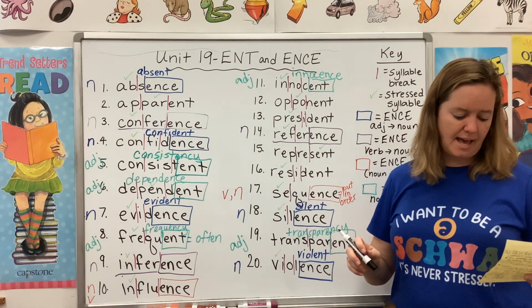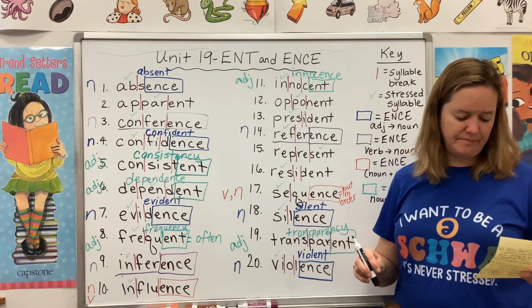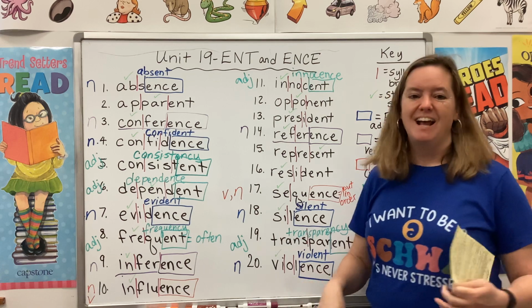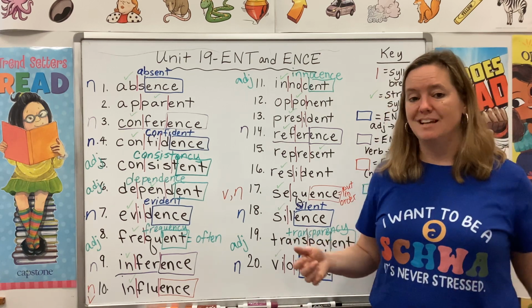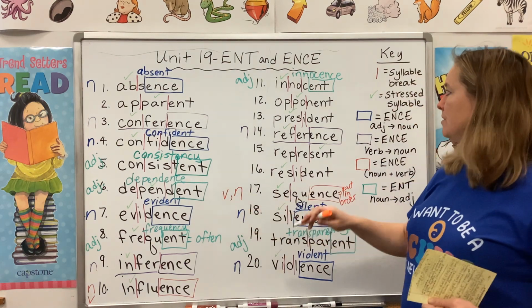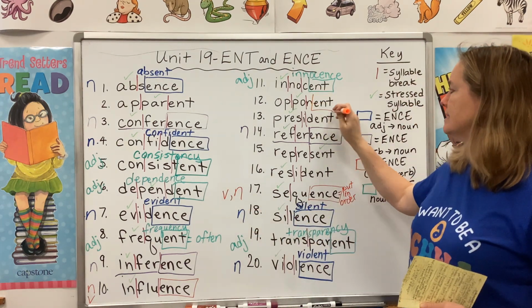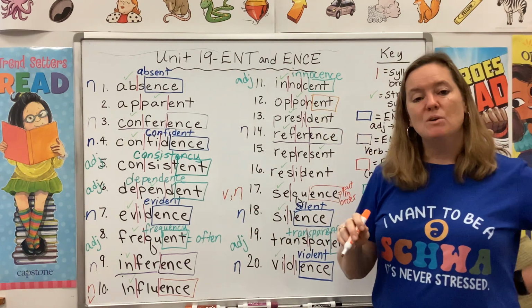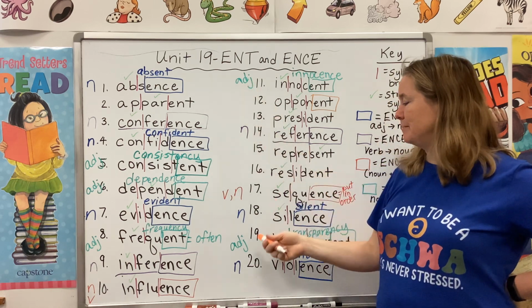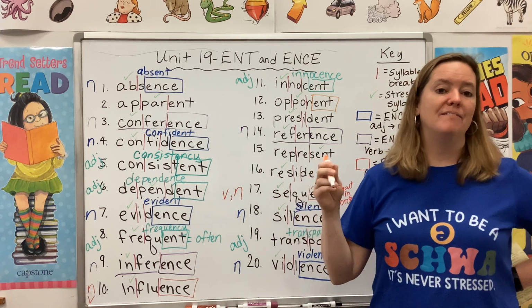Okay, then we have some words here that are just used as nouns. So for instance, if we look at the word opponent, even though so far all of our ENT words have been adjectives, here's an example of a noun.